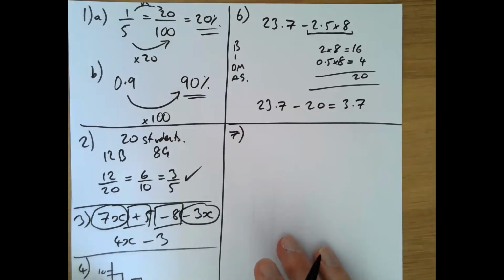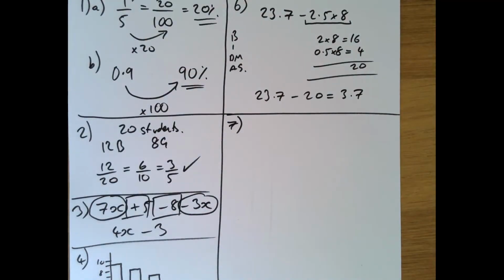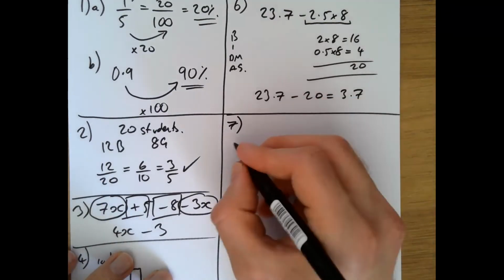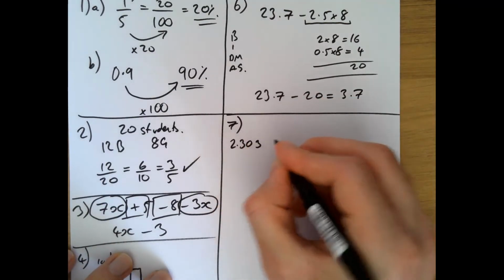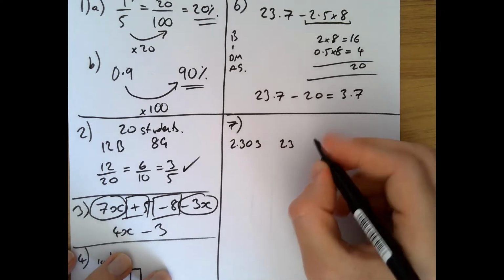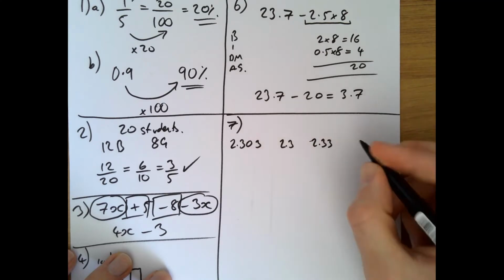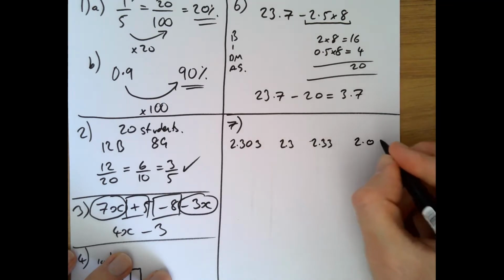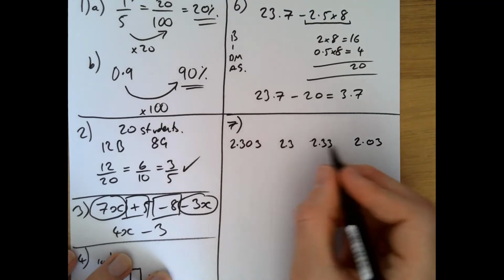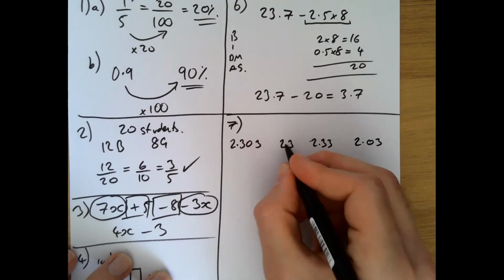Number 7. Write these numbers in order, starting with the smallest. So with these questions, what I would suggest is that you look at the number with the most number of digits after the decimal place. Okay, so with this example, our first number has 3 digits after the decimal place. So I would make all of the other numbers have the same number of digits after the decimal place.